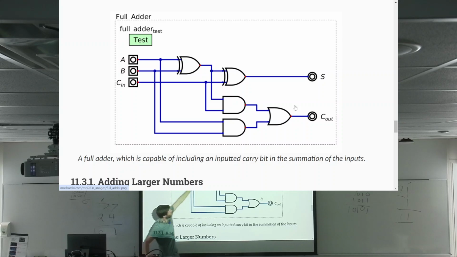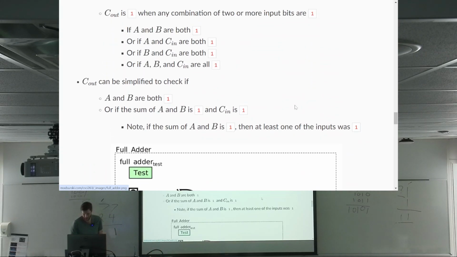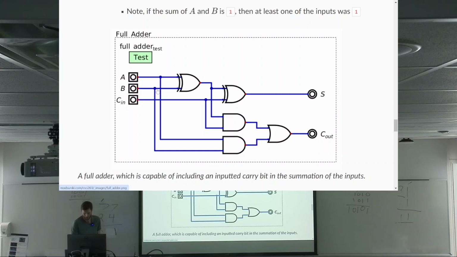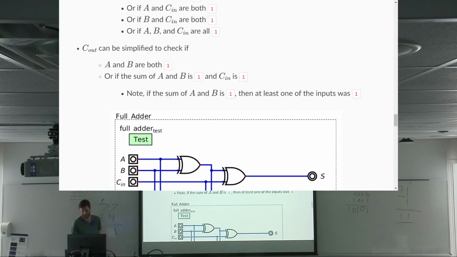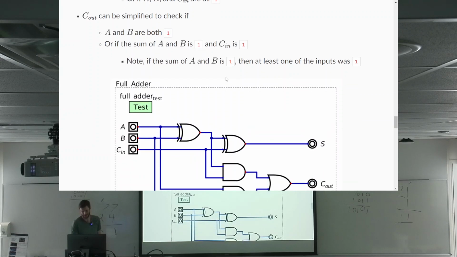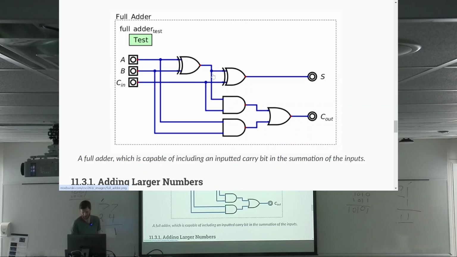We're chaining those XORs together for the S. When you do this, it's that even-odd parity check. And then what are we doing? We're checking if A and B are both 1. That's the A, that one. Or if the sum of A and B is 1 and C is 1. So the sum of A and B is this one, and C in is 1. We AND them, and we're just checking, well, either of these cases, then we see out. This is our full adder.